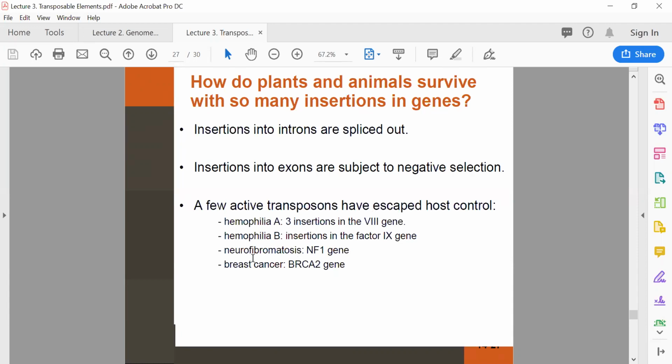This disease called neurofibromatosis is due to transposable elements disrupting this gene. And this type of breast cancer is due to transposable elements disrupting this gene, which has been given the name BRCA2, which stands for breast cancer 2 gene.